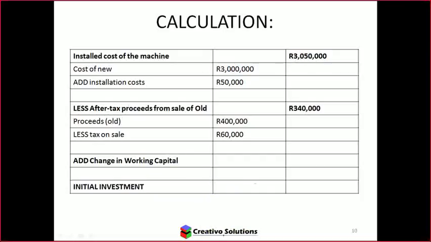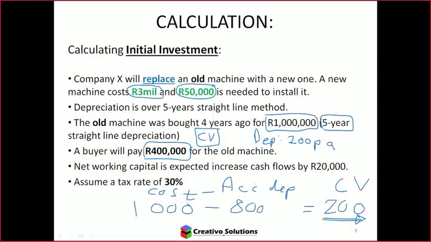Now, why don't you remove the tax from the 400? Because that's what you sold it for. I did. 400 minus 60. No, I mean, you don't say 400 times 30% tax, because you times the tax by the 200. The tax is only for the 200, because only the gain is taxable. Oh, okay. Only the capital gain is taxed. Does that make sense? Yeah. Okay, so there's the working. You needed the depreciation to determine the carrying value before determining the after-tax proceeds on the sale of the old.